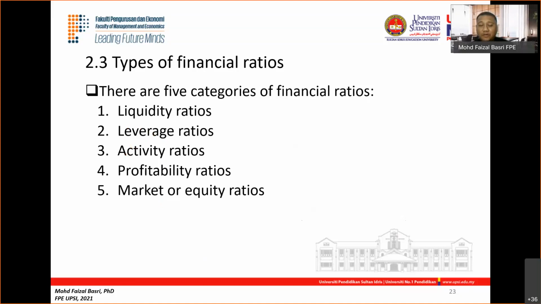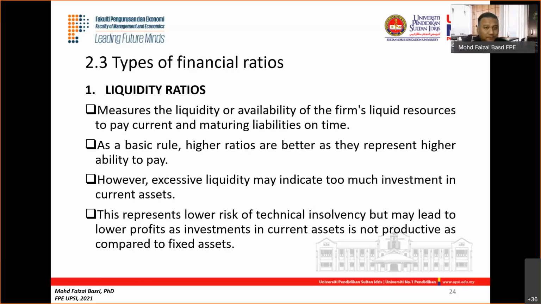And we will go one by one. So let's go for the first one, liquidity. So liquidity ratios. We want to know how the company positions, whether it is liquid enough or not. These liquidity ratios will measure the liquidity, or the availability of the firm's liquid resources.